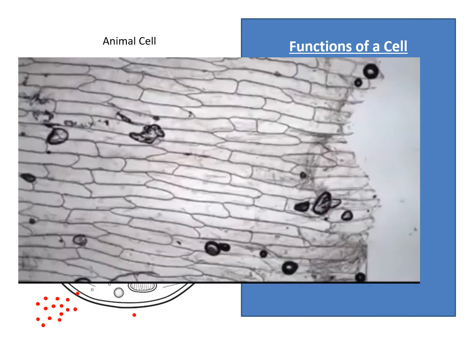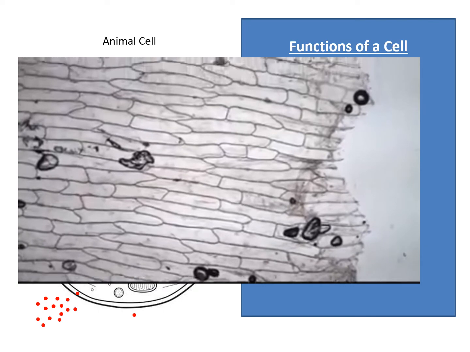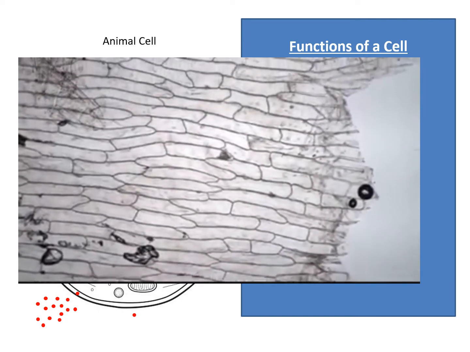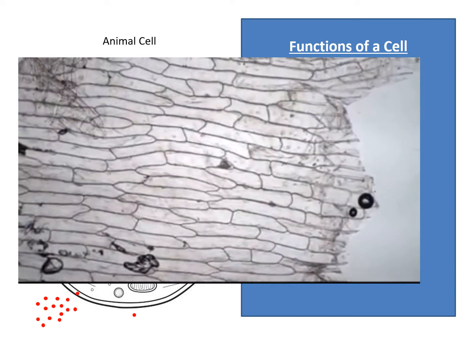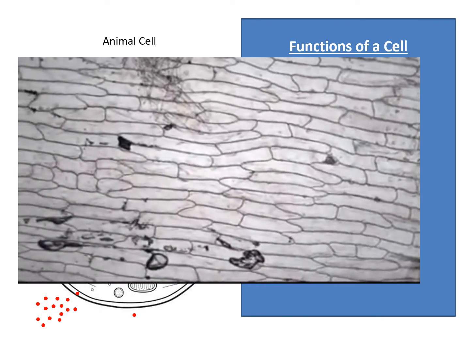And what you can see is that the cells look like bricks in a wall. So all of those little horizontal structures, these are all the individual cells. And what you see here, these are the cell walls. The cell walls are quite thick. But the inside of the cell, you don't seem to see a lot at this magnification. I'm using my 4x magnifying objective.